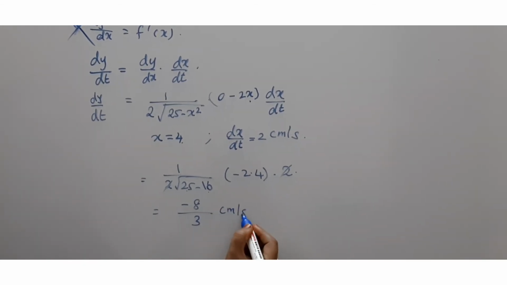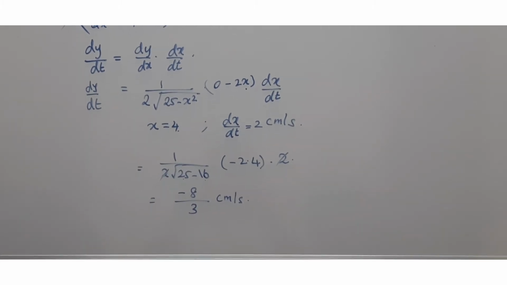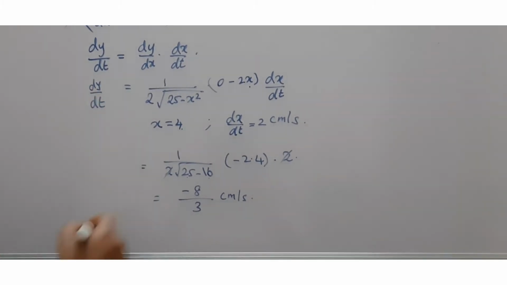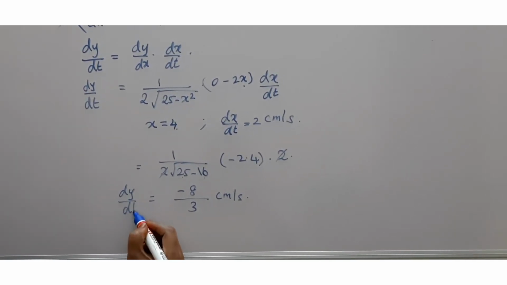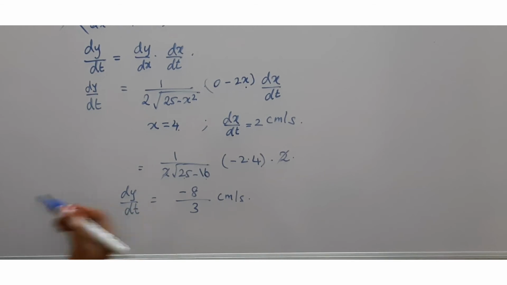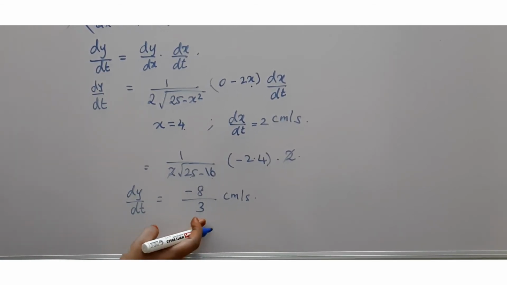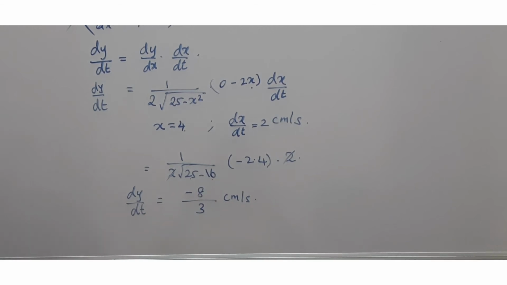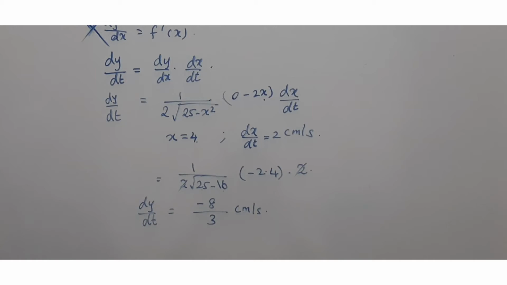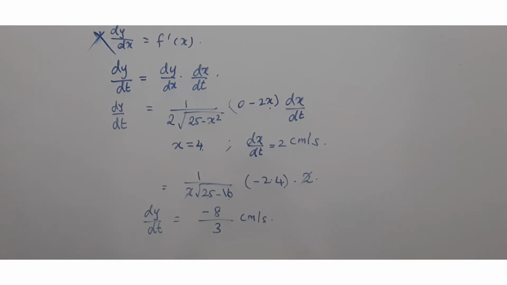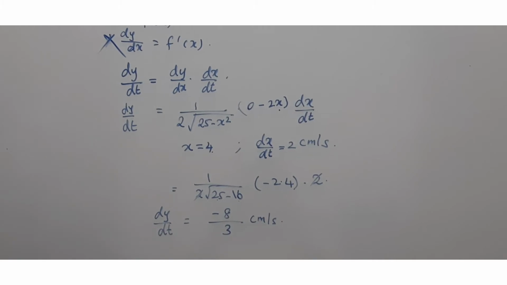per second. What does this minus indicate? The height is getting decreased. dy by dt is the height of the wall. From the sentence we know that it is getting decreased, and also we can see from the numerical values that it is negative. It means the height is getting decreased by 8 by 3 when the ladder is moving away from the wall.